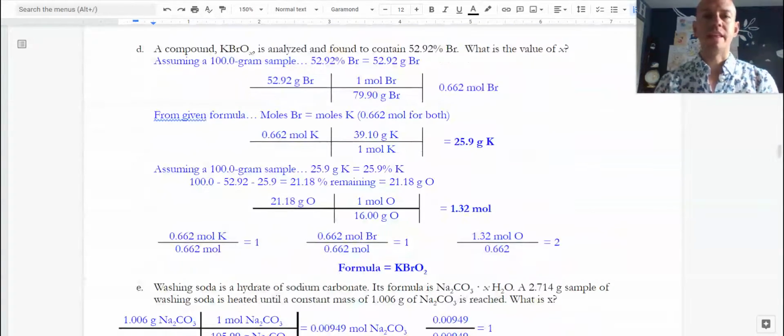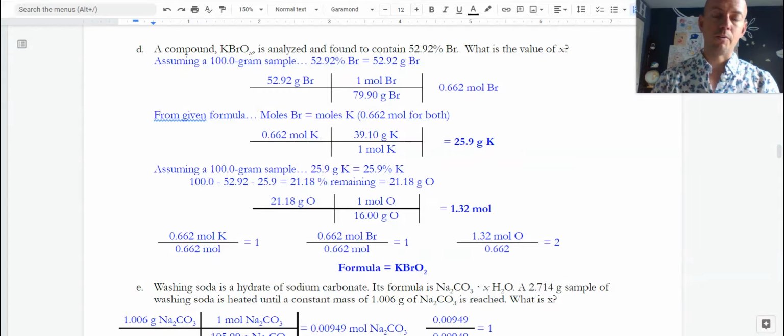And then the next few here, we've got a lot because we want to see a lot of different skills. Maybe some of the other videos you haven't had to watch, but this one's good because it's new and different. A compound, potassium, bromine, oxygen with some substrate is analyzed and over half of it's bromine. So is this KBrO1, 2, 3, or 4?